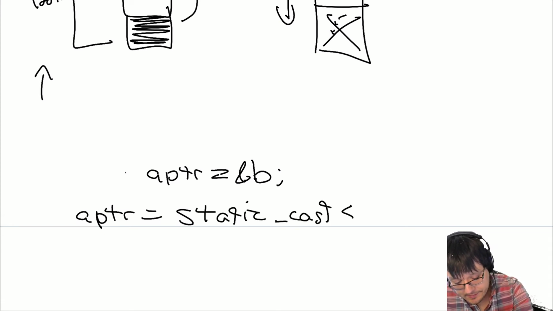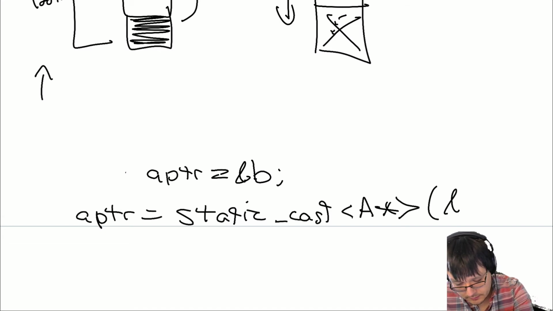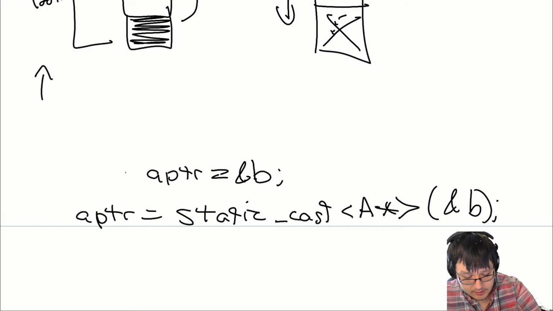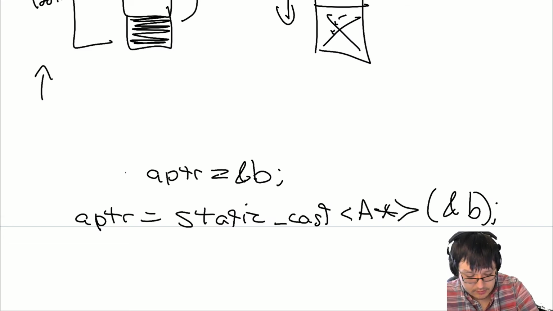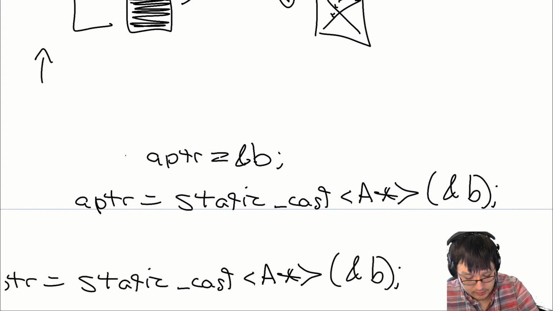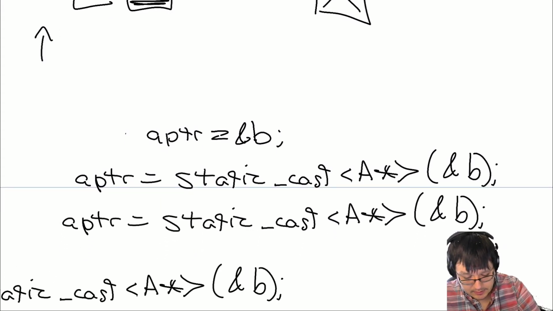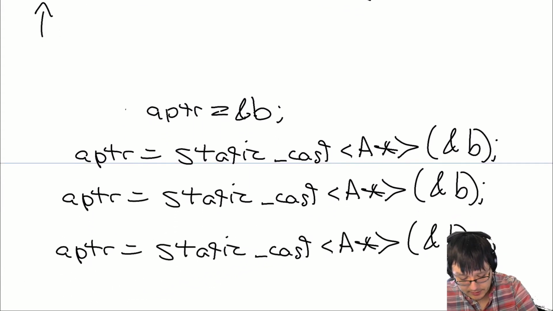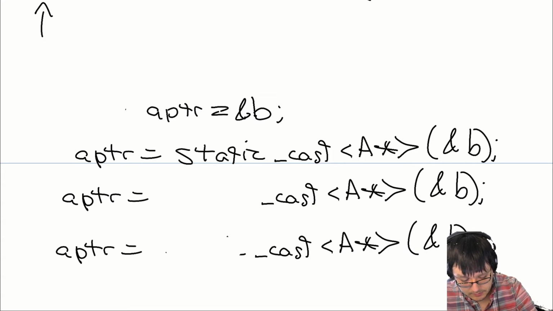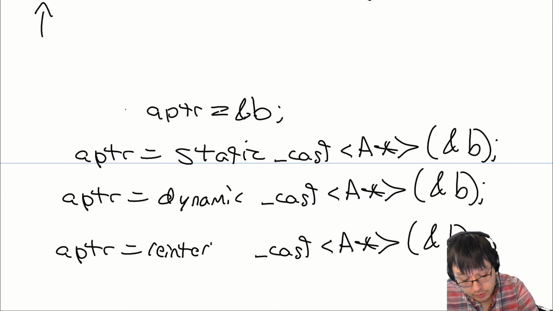There's static cast, which means if we're making this into an A pointer of B, that's one of them. The other one that exists is called dynamic cast. And then there is Reinterpret cast. So let me put those in here. Dynamic cast. And you saw me use Reinterpret cast earlier.